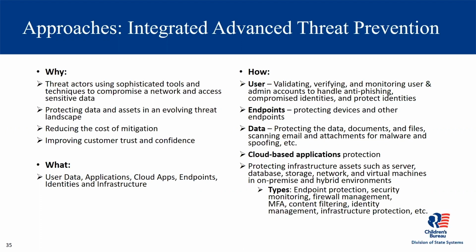So what are we trying to safeguard here? There are some examples like users' data or applications, cloud apps, multiple endpoints, identities, infrastructure. Those are all examples of what we are trying to safeguard. And the next step here would be, how do we go about it? What would be the next step?